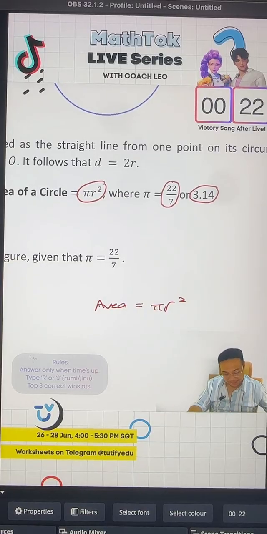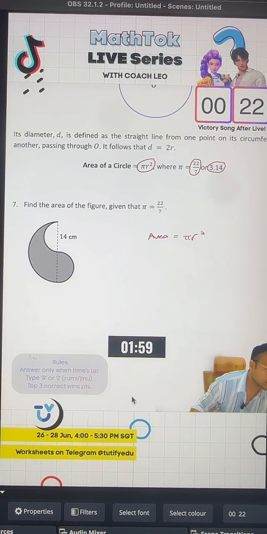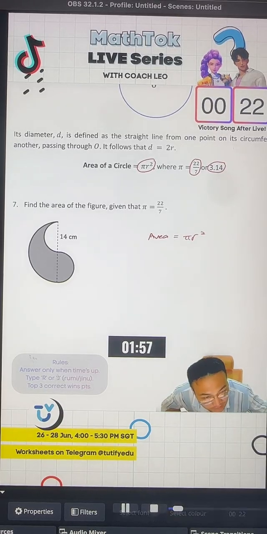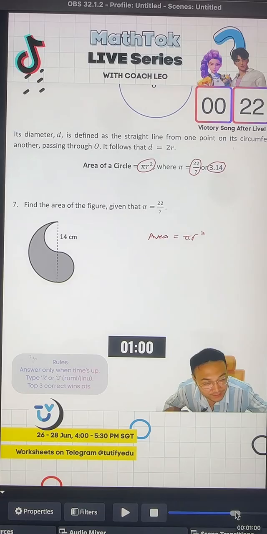Understand? Okay, everyone, I'm going to give you 1 minute. I think 1 minute should be enough. You're going to calculate the area of this circle. Then we will ask you for your answer. Okay? Let's start.